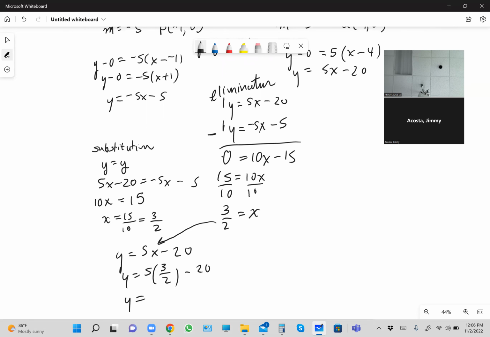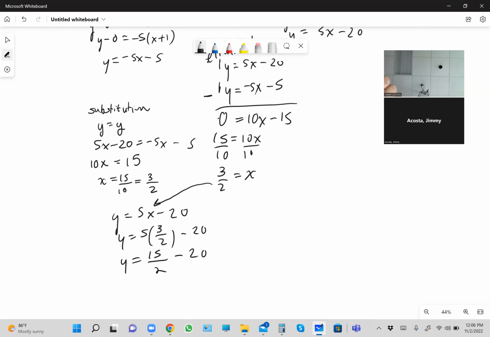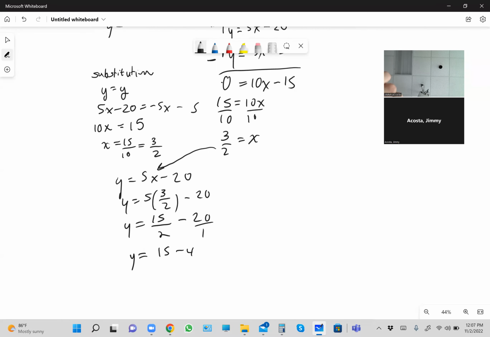You get y equals 15 over 2 minus 20. And then you do crisscross happy face. 15 minus 40 divided by 2, which is negative 25 over 2, which is what I got when I eliminated the x's up top.